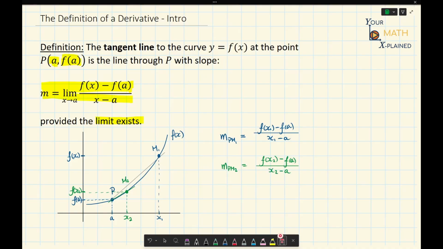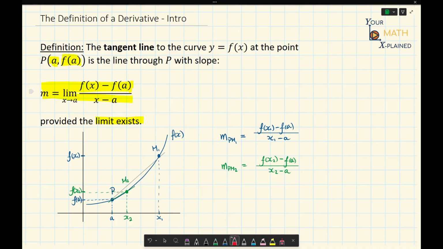So what this limit is saying is that we're going to bring that second point closer and closer until the x value reaches a. But then we're still using the formula for finding a slope, which is the difference in the y value over the difference in the x value.